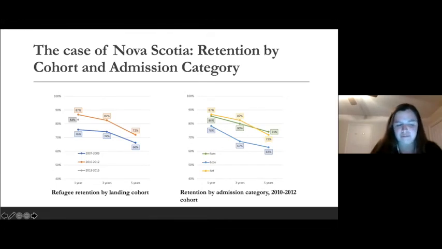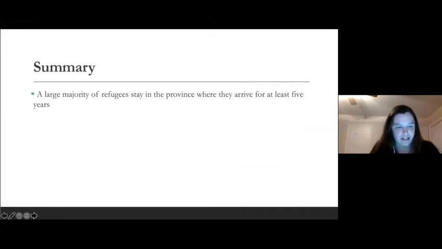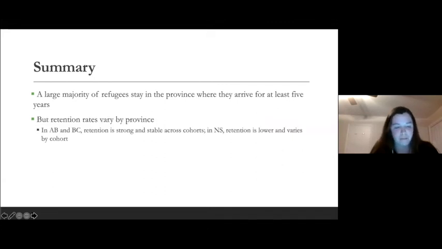These results show that differences in local and provincial conditions matter a great deal in people's decisions to leave or stay in the province that they land. And the relationships between these conditions and decisions are not always straightforward. So just to briefly sum up these findings, we can see that a large majority of refugees overall do stay in the province where they land for at least 5 years. But retention rates can vary a great deal by province.